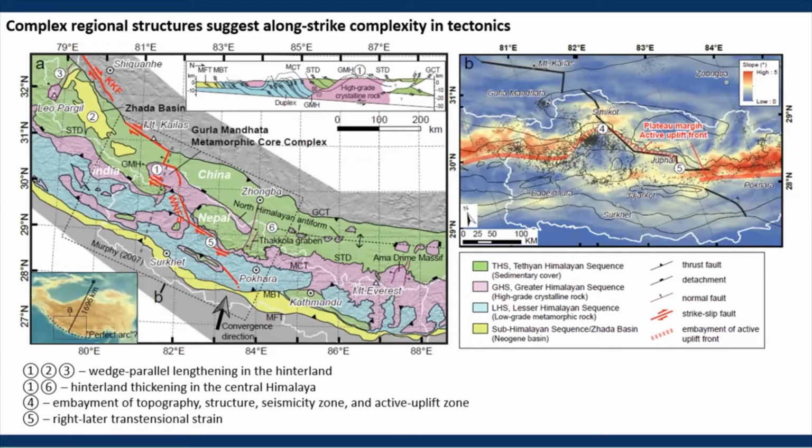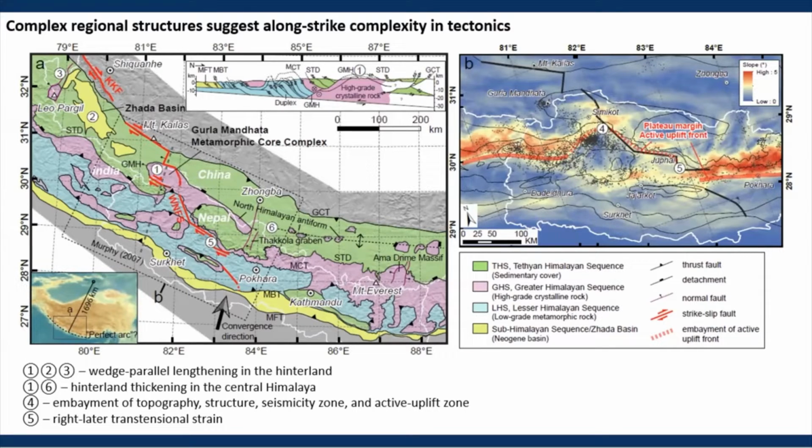And on this map, you can see feature number 4 is the embayment feature in western Nepal. This embayment feature is along the active uplifting front, defined by a high slope zone, the red color on this map, and the concentrated seismicity and the surface geology. That is approximately here on this map, to the south of the metamorphic complex. And along the eastern limb of this embayment feature, there's a transtensional active fault system called the Western Nepal fault system.